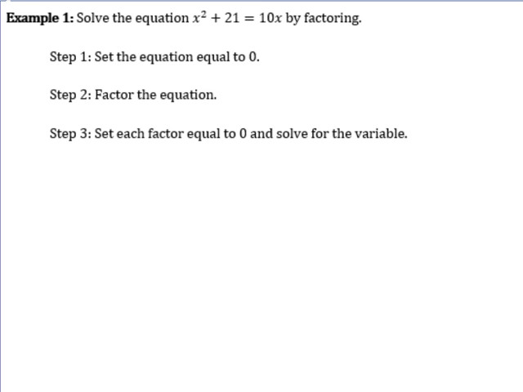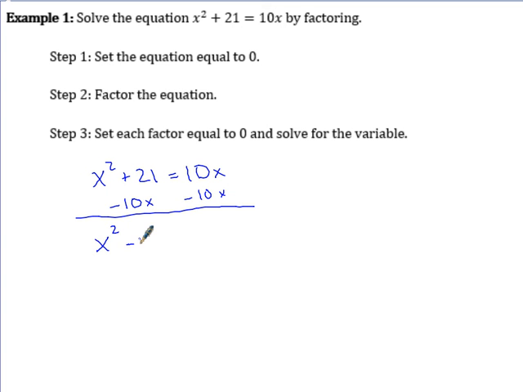Okay, so x squared plus 21 equals 10x, and we're going to solve that by factoring. I'm going to write it down here so I have room to actually solve it. Okay, the first step is to set the equation equal to 0. So I need to move everything over to one side. So I'm going to subtract 10x from both sides. And I'm going to go ahead and write it in standard form. So it's going to go x squared, then x, and then the constant.